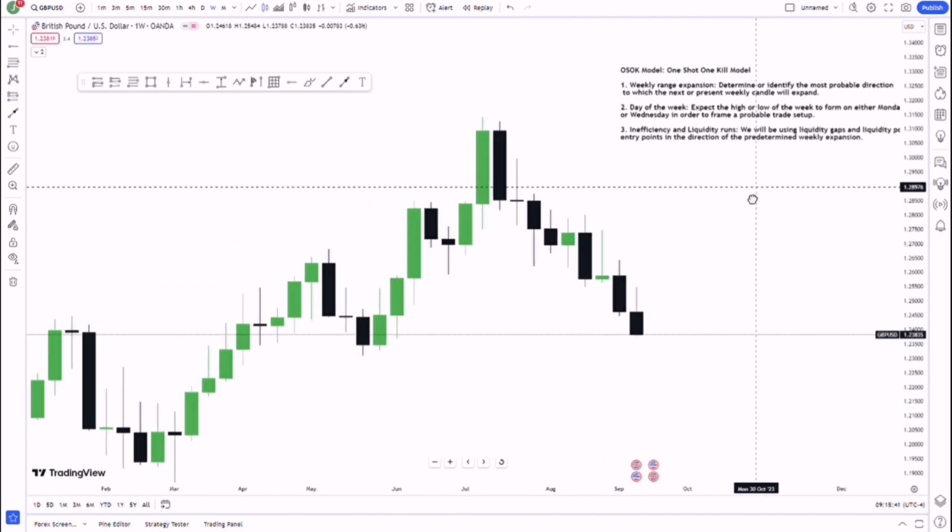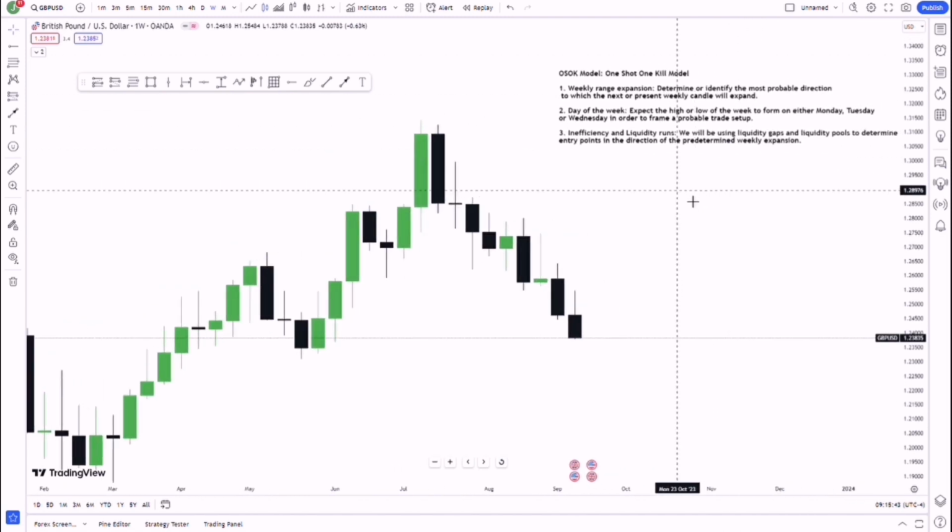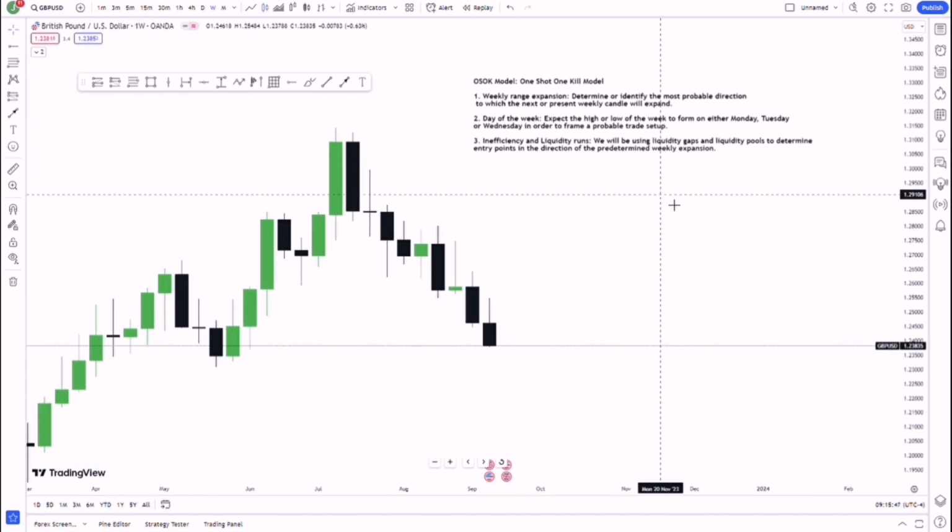So we will be looking at the one-shot kill model. The first thing we'll be looking at is the weekly expansion range. We have to determine or identify the most probable direction to which the next or present weekly candle will expand. The next thing we'll look at is the day of the week. We have to expect the high or low of the week to form on either Monday, Tuesday, or Wednesday in order to frame a probable setup.